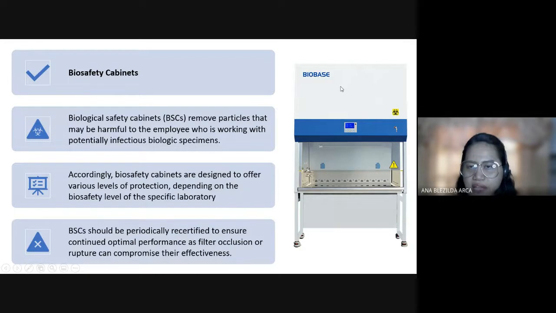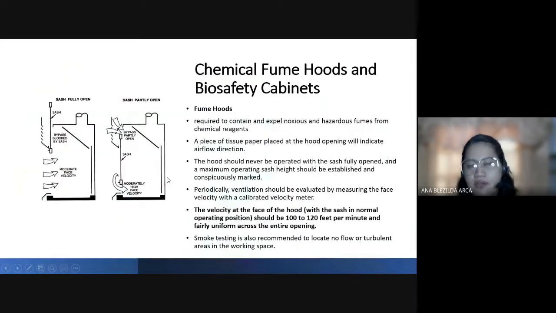Okay? And then dito, sa area na yan, meron dyan tinatawag na mga HEPA filter. Yung HEPA filter na yan, finifilter niya muna yung hangin bago niya ilabas. Para kapag lumabas na, hindi pa rin siya nagkakalat ng mga bacteria or any microorganism. So, yun ang purpose ng biosafety cabinet. Ginagamit siya kung ang sample mo to process have infectious microorganism. Okay? So, again, this removes particles that may be harmful to the employee who is working with potentially infectious biologic specimen. Ano naman yung fume hood, di ba?